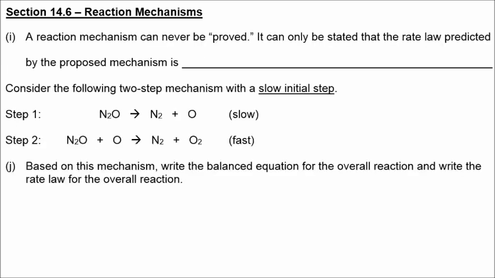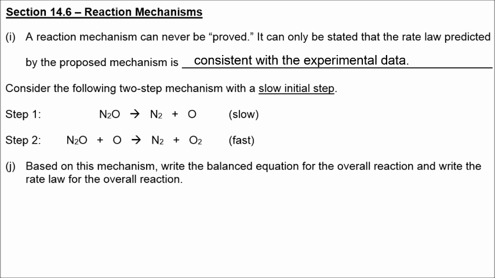Now we can't actually take a picture of the reaction as it happens. We can't get some kind of a proof that the reaction occurs in a certain way. So when you have a mechanism, the mechanism itself can never be proved, but it can be stated that the observed rate law, which is coming from experimental data, is going to be consistent with that particular mechanism. So we can say that the mechanism that we're proposing is consistent with the experimental data.